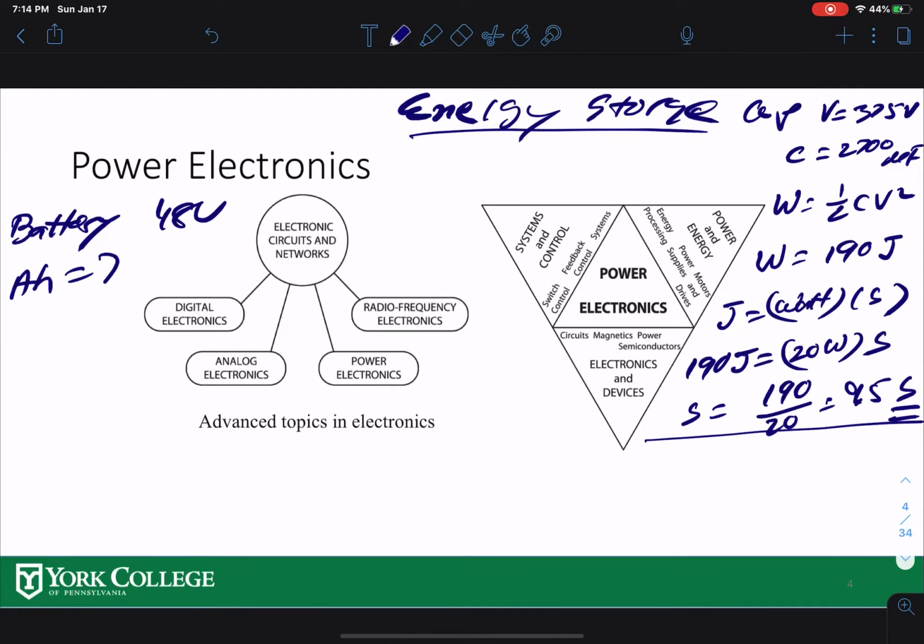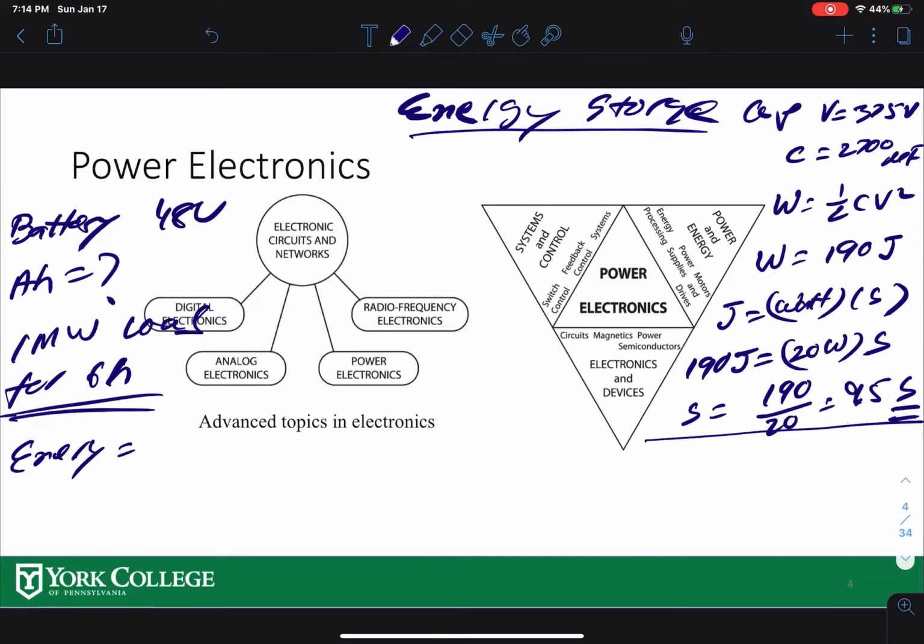What is the amp hour capacity to supply a 1 megawatt load for 6 hours? How to do that? So capacity is your energy. You all know that energy is power times time, right? So I have power here is 1 megawatt, so 10 to the power 6 watts. Then I have 6 hours. So that's my energy.